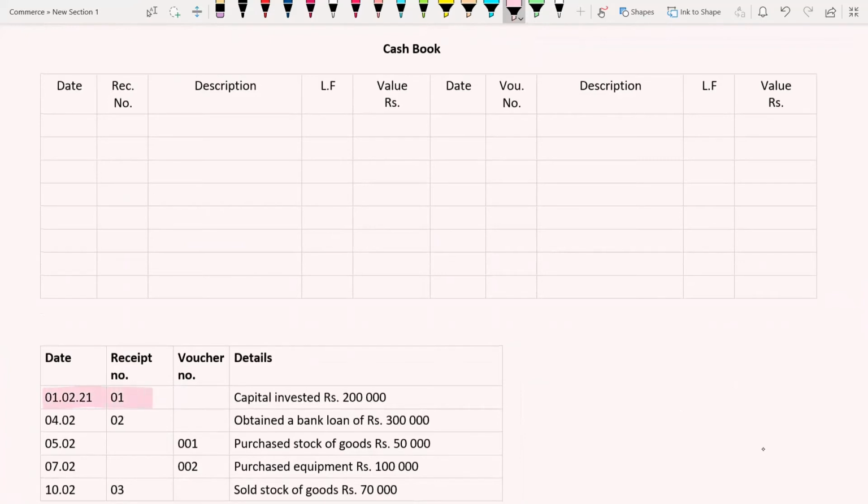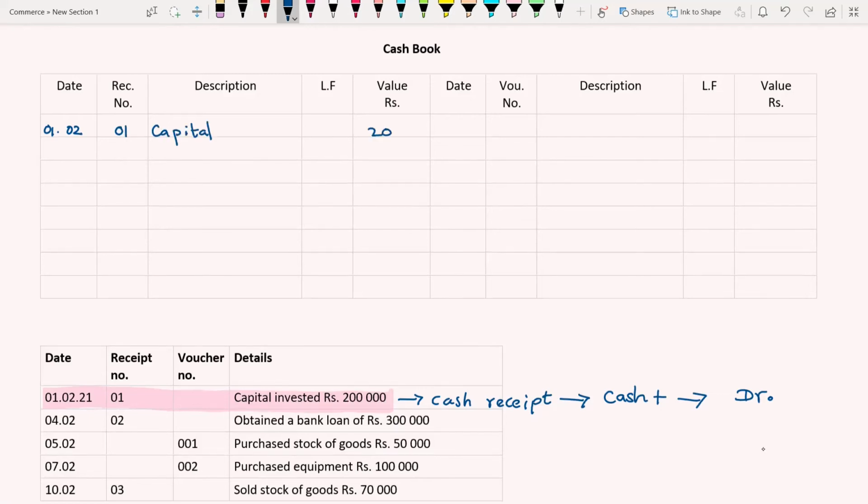Okay, the first transaction is 1st of February 2021, capital invested 200,000. This is a cash receipt. Therefore, cash increases due to this transaction. So we need to debit this transaction in the cash book. So let's record this transaction in the debit side of the cash book. The date 1st of February, receipt number is 01, and for the description it's capital and the value is 200,000.